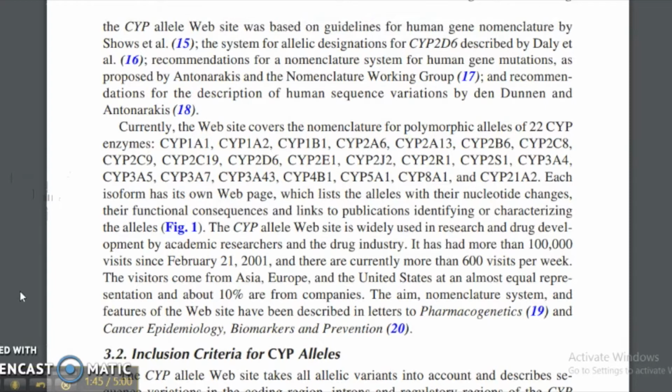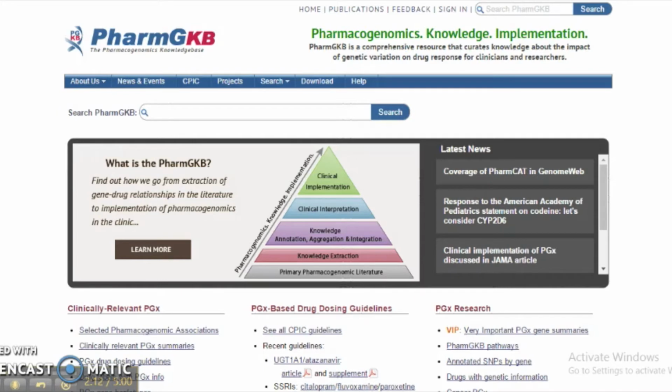The nomenclature system chosen for the allele. Currently, the website covers the nomenclature for polymorphic alleles of 22 enzymes which are as highlighted. The CYP allele website is widely used in research and drug development by academic researchers and the drug industry.